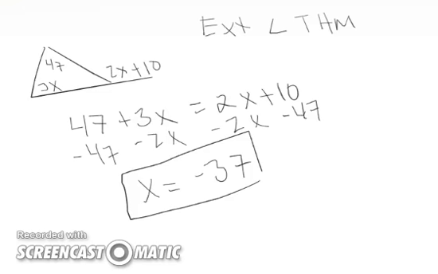We do have the two remote interior angles, so this angle and this angle are going to add up to equal the exterior angle. So here's the exterior angle. So the two remote interior angles add up to equal the exterior.